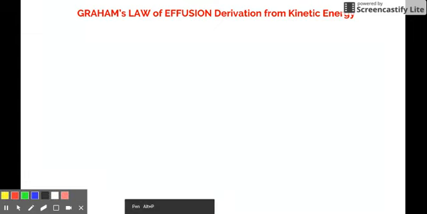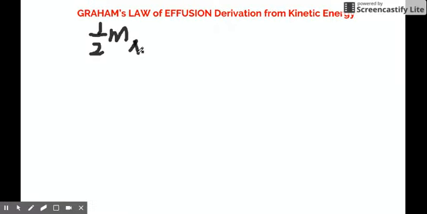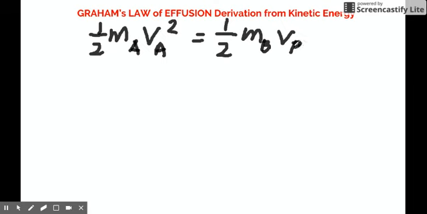Going back to our kinetic energy, how do we now derive the formula for Graham's law? So let me show that to you. We know that our assumption is one half of the mass of gas A times the square of its velocity is just equal to the kinetic energy of gas B, one half m_B times v_B squared. Okay, now let's put the same variables together.